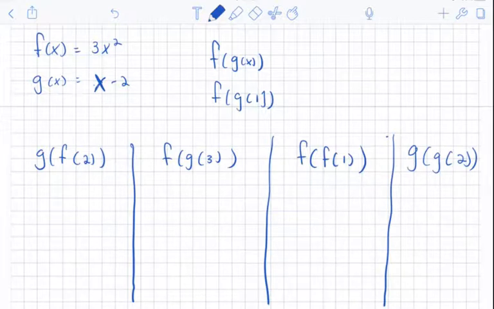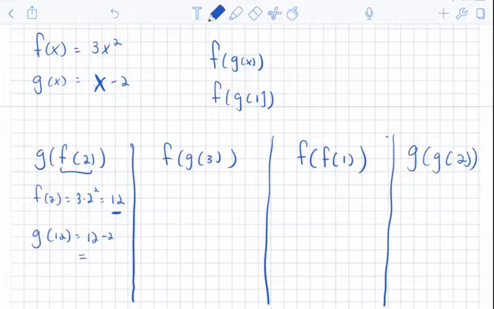So f of 2, I start by evaluating this thing inside. That's 3 times 2 all squared, so that's 12, right? Now I'm going to plug 12 into my g function. 12 minus 2 is equal to 10. Try it for the others.